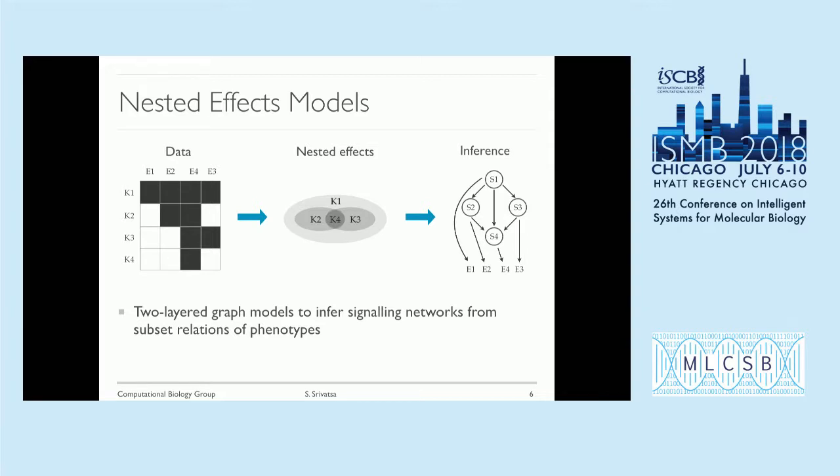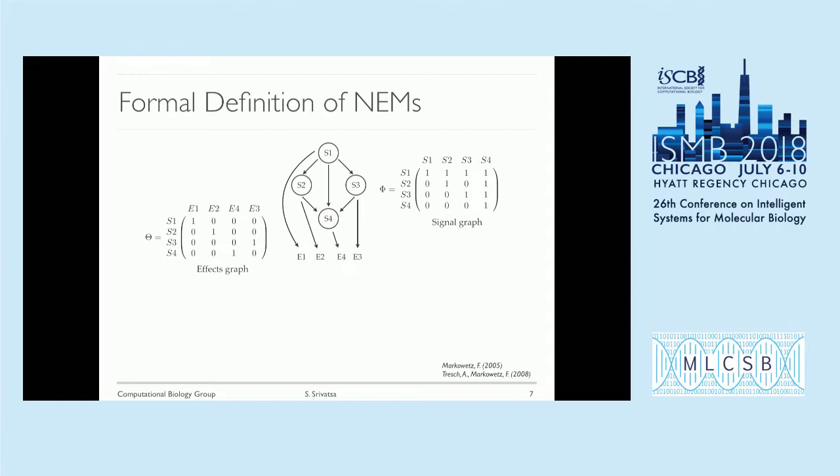Nested effects models are two-layered graph models that infer signaling networks from such subset relations of phenotype. More formally, a NEM consists of a signal graph phi that encodes the relations between different signaling genes and an effects graph theta that encodes the relations between different phenotypic effects and the signaling genes. The underlying assumption is that each phenotypic effect is associated with at most one signaling gene. In fact, Florian was the one who came up with this class of model. And in their paper, they define a nested effects model, F, as phi times theta.